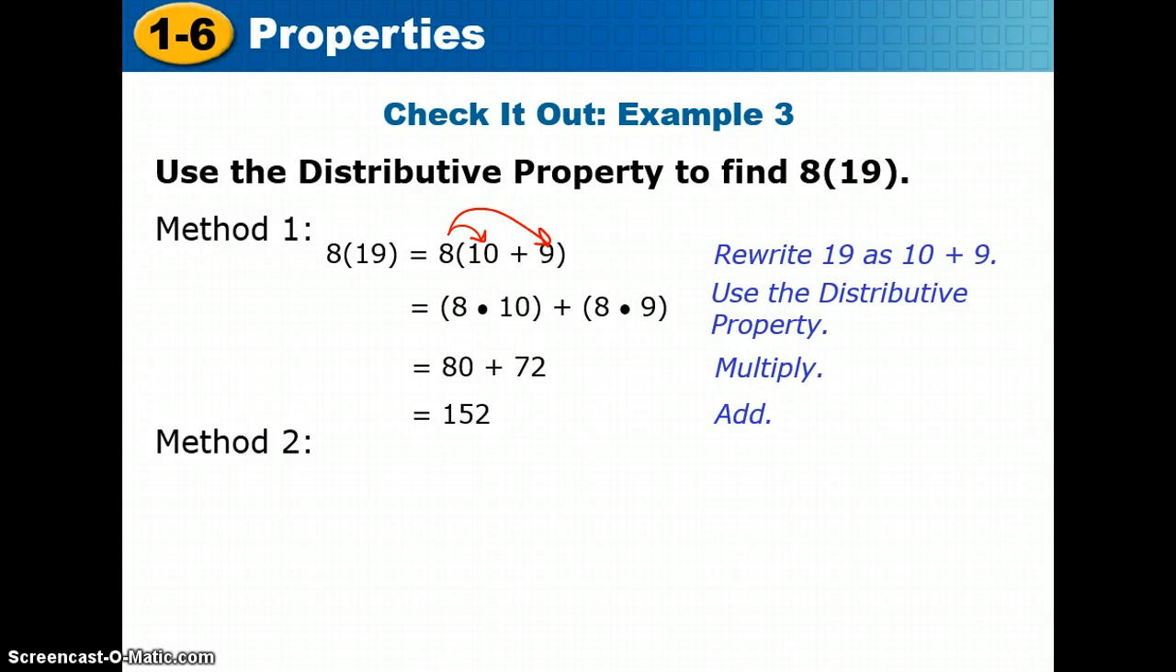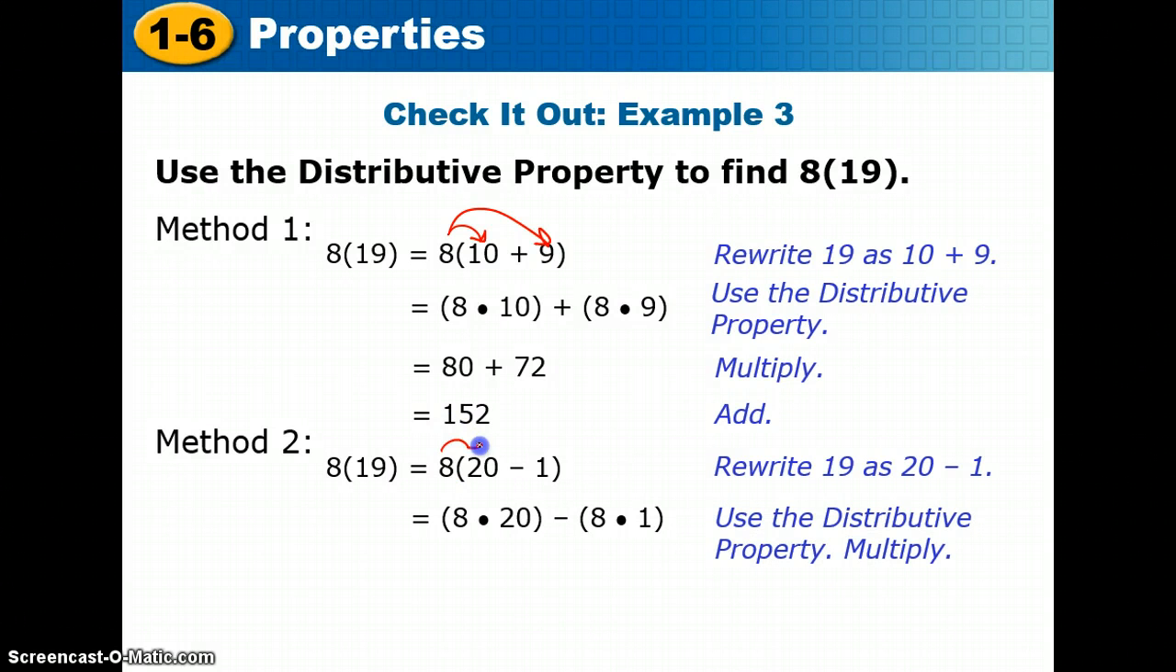Let's try to find the same product using subtraction. I would rewrite 19 as 20 minus 1 because I want one of those nice round numbers. So, using the distributive property, I would do 8 times 20 and subtract 8 times 1. Now I use the order of operations to evaluate. 8 times 20 is 160, 8 times 1 is 8, and 160 minus 8 is 152. In that case, I might find subtraction a little easier because I can subtract 8 from 160 maybe a little quicker than I can add 80 plus 72.